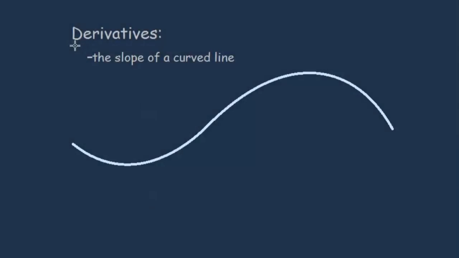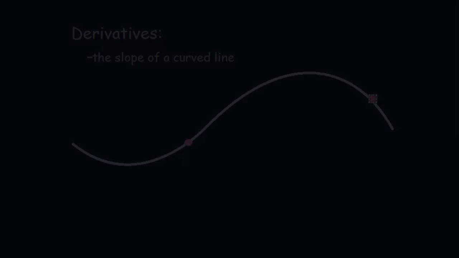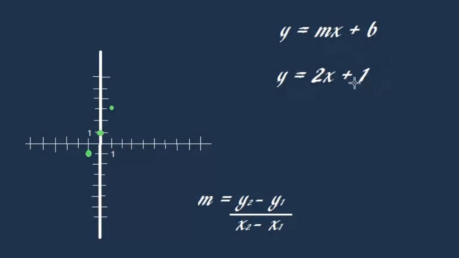When you hear the word derivative, you may be intimidated, but it can actually be pretty simple. A derivative is just the slope of a curved line. However, a problem that we run into is that the slope is constantly changing. As you can see, the slope of the line at this first point would be positive, and at this point, it would be negative.